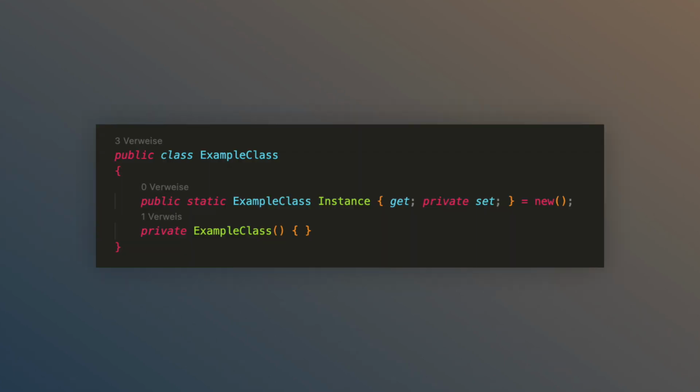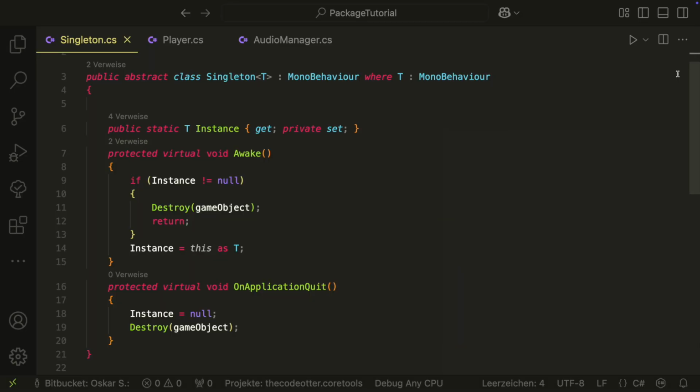Thanks. In C#, a singleton means that the class holds a static instance of itself and has a private constructor. The static instance lets you access the class from anywhere, and the private constructor makes sure no other instance can be created externally. But in Unity, it works a bit differently.